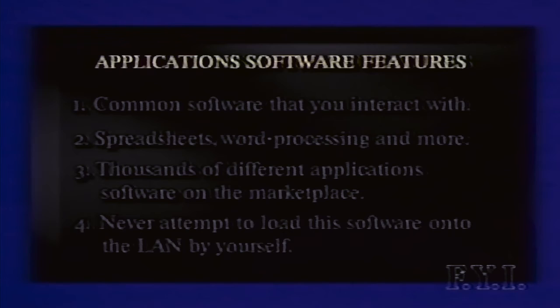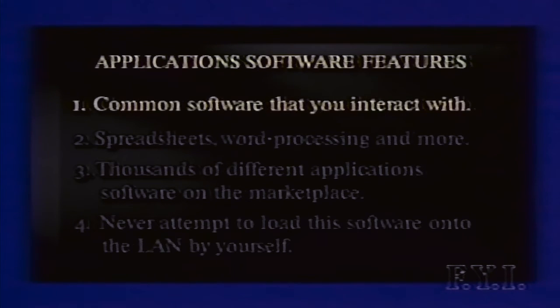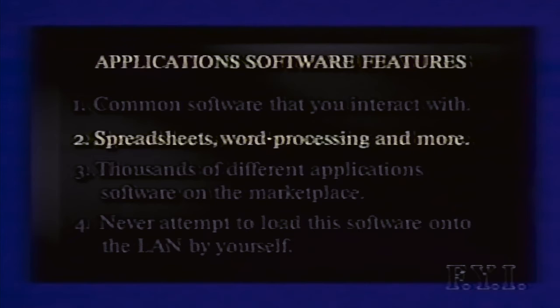The second kind of software is called application software. This is the software you need to be more concerned with, unlike the network operating system software we just mentioned. Application software is not transparent to you. In fact, application software is the common software that you interact with on a regular basis to do your different jobs. Software programs for spreadsheets, word processing, and many, many more are all application software.